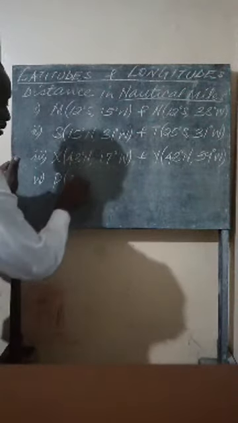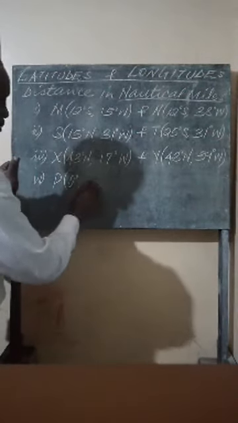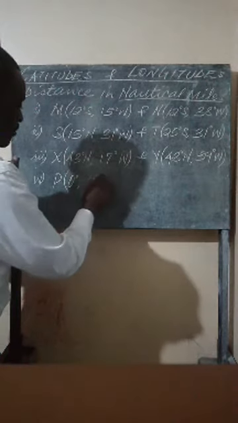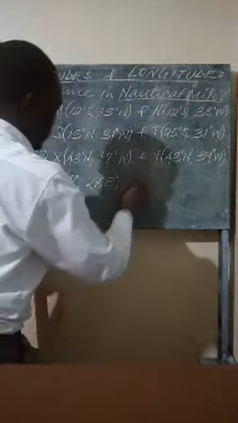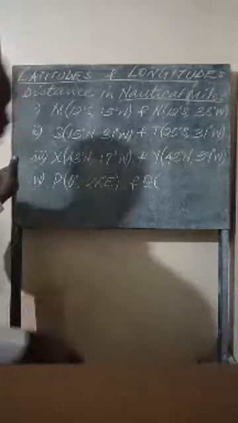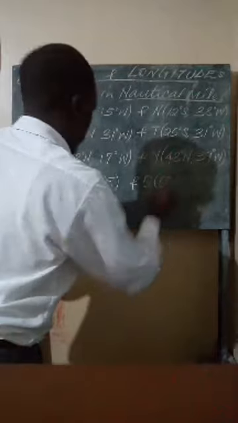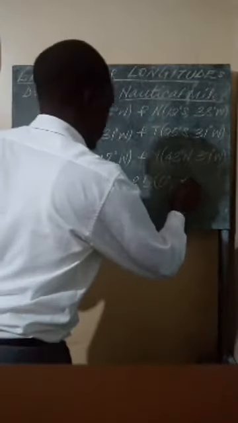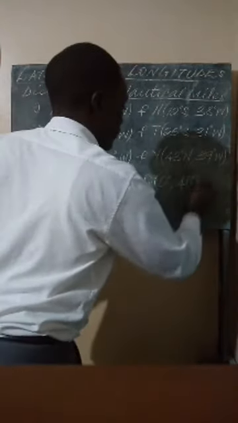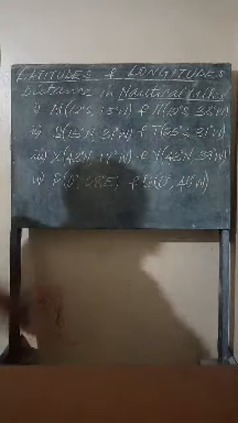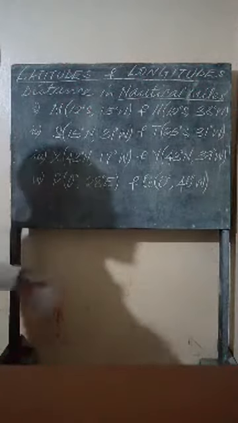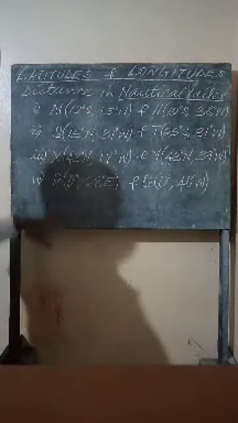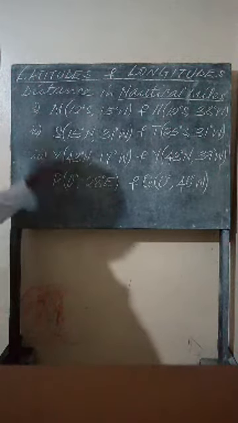Let's take the last one. So let's compute those distances in nautical miles. We've mixed them so that it will take time to digest, so that we'll be able to see whether they lie on the same great circle or small circle.